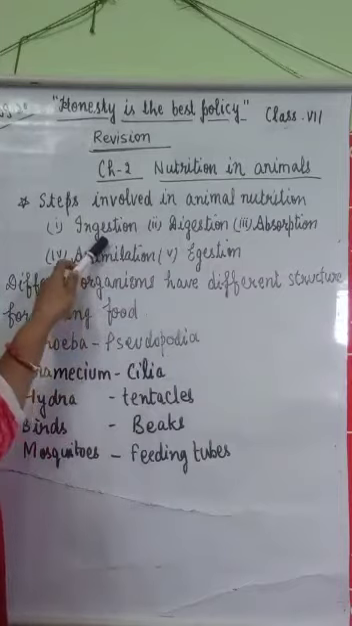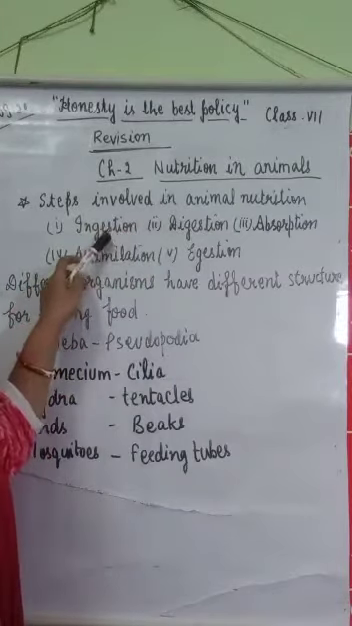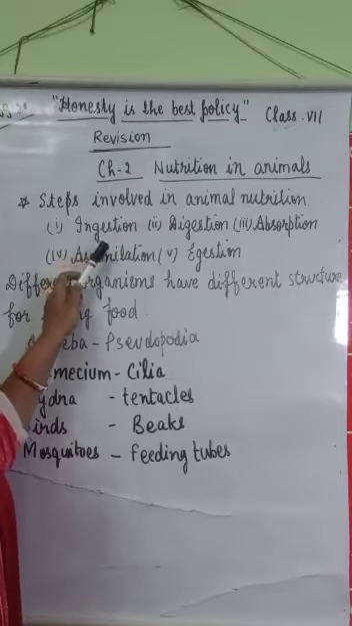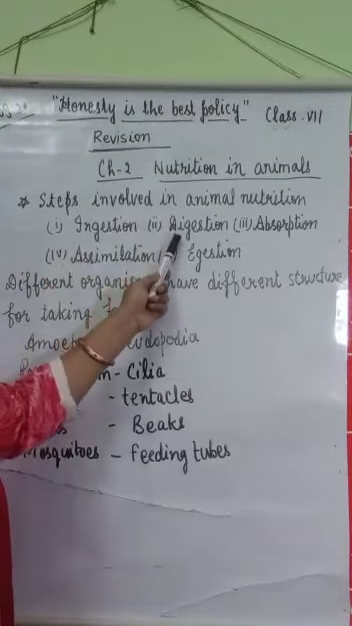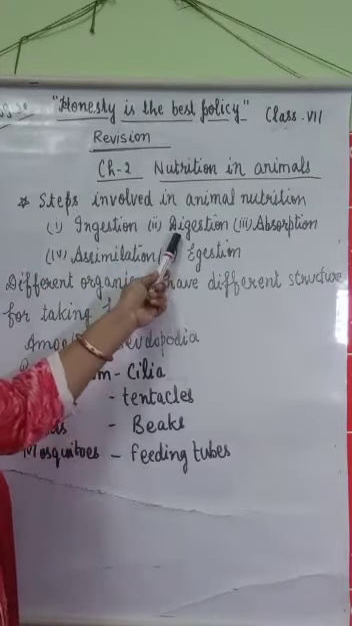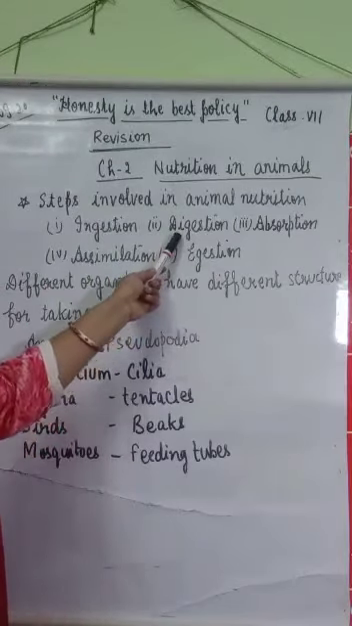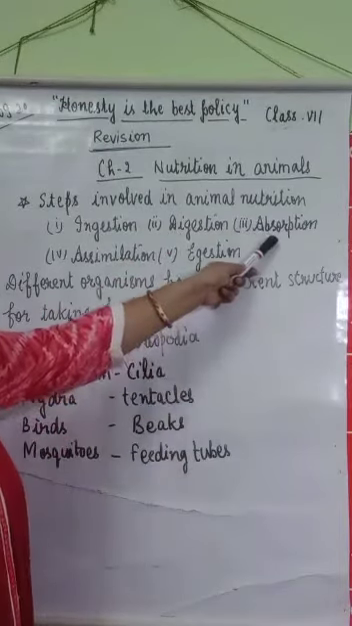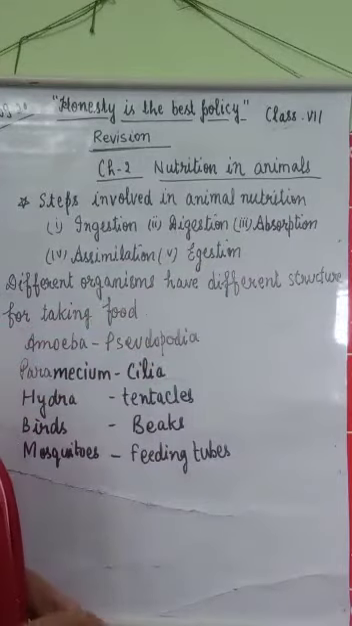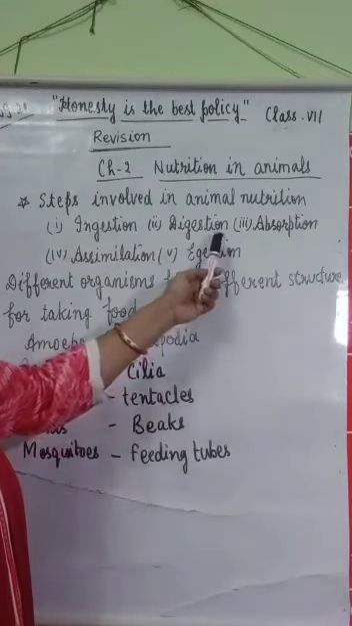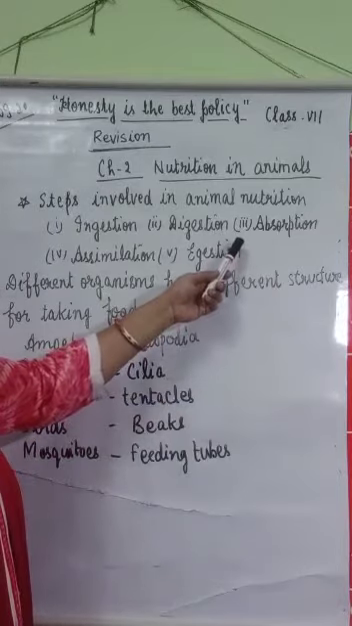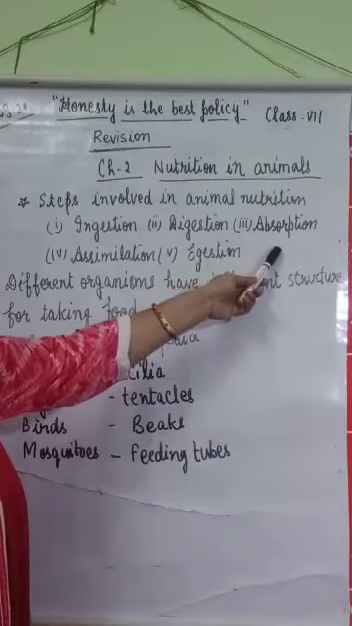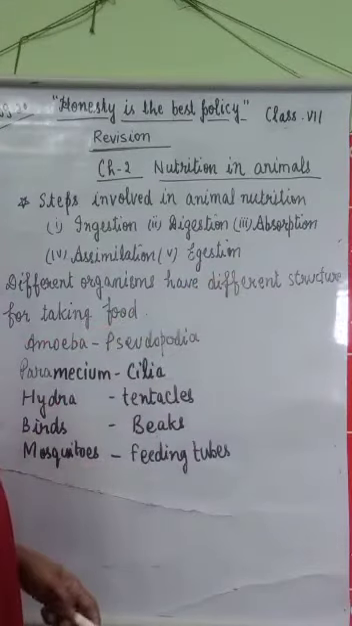Ingestion is the first step of animal nutrition. It is the process of taking in food inside the body of an organism. Digestion is the process of breaking down complex substances of food into simple soluble form. Absorption is the process of passing the soluble form of food that forms during digestion into the cells of the body through blood.